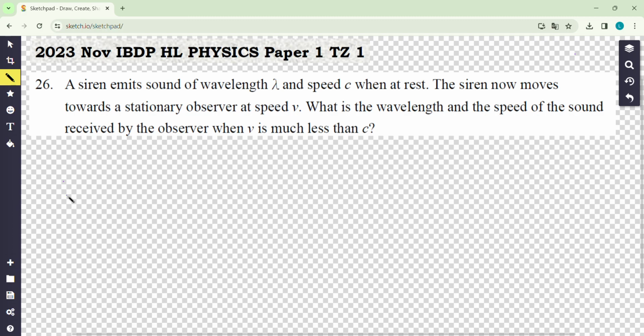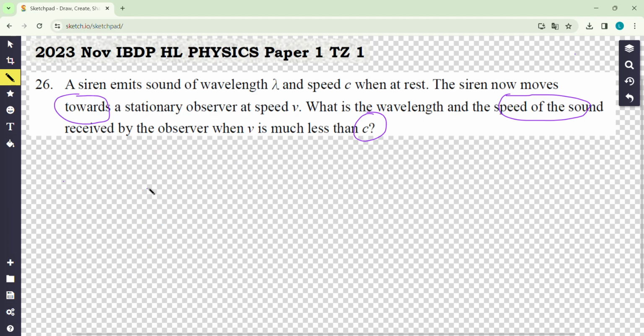Question 26 is about Doppler effects. First of all, you have to remember in Doppler effects, the speed of sound never changes. Either the observed wavelength changes or the observed period changes. So the speed of sound remains c. Never changes.